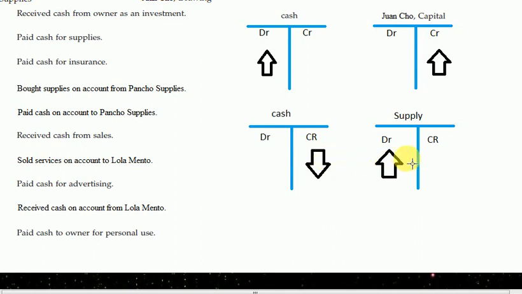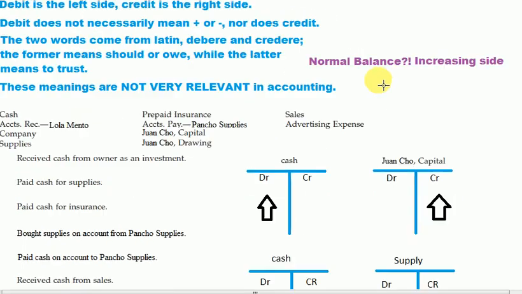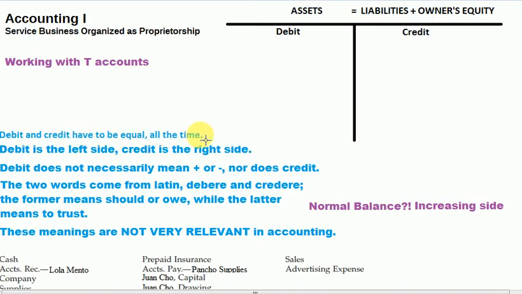Let's imagine that you buy supply and you pay $100. You are losing $100 of cash, and the supply that you are getting is worth $100. So they are equal. Remember, debit and credit have to be equal all the time.